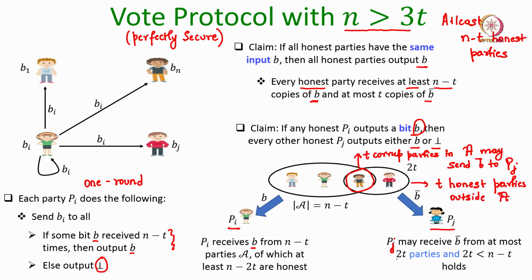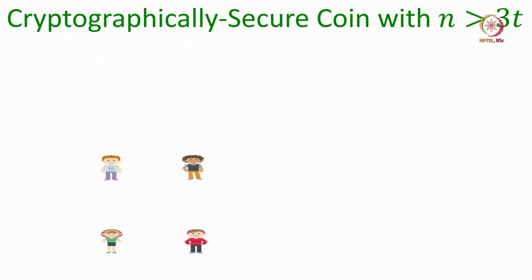So, altogether there could be at most 2T parties who may send a bit B prime to the honest party Pj. Now, what is the output decision rule? Well, Pj would have output B prime provided it would have received n minus t copies of B prime, but 2T is strictly less than n minus t, because we are working with the condition n greater than 3T. That means, if at all Pj outputs a bit, it has to be B, it can't be B prime, or otherwise Pj would have output bot. So, either Pj would output B or the value bot, but it can't be B prime, right. So, that is a vote protocol.